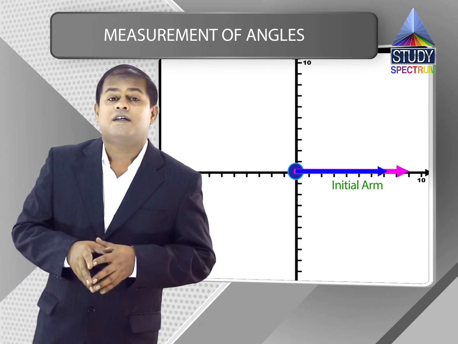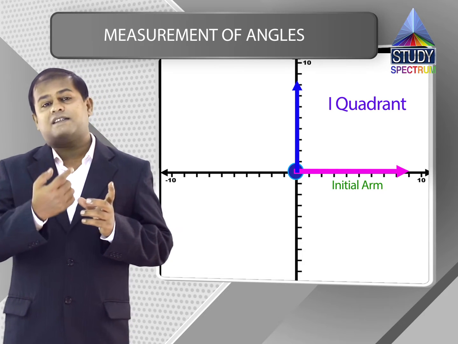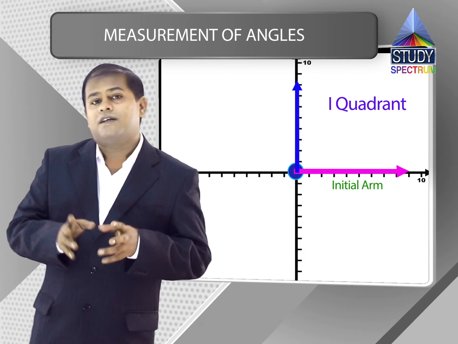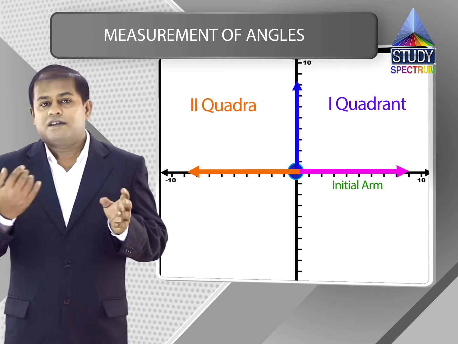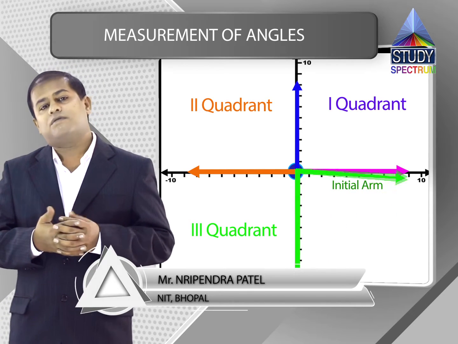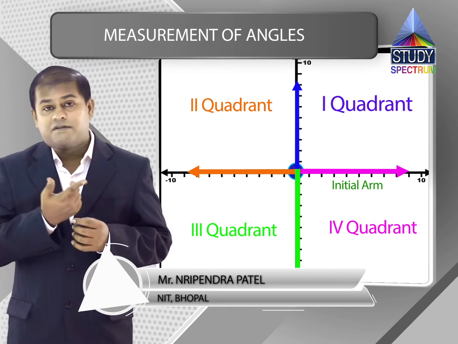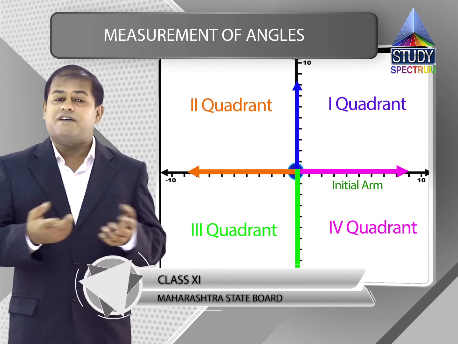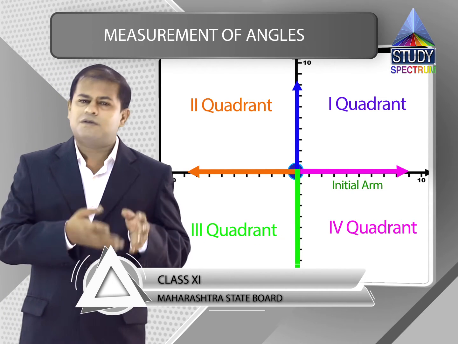So let's conclude. Angles measuring just more than 0 degree and just less than 90 degree lie in first quadrant. Above 90 and less than 180 lies in second quadrant. 180 to 270 lies in third quadrant. 270 to 360 lies in fourth quadrant. Once again, 360 to 450 lies in first quadrant again. 450 to 540 lies in second quadrant. 540 to 630 lies in third quadrant, and so on.